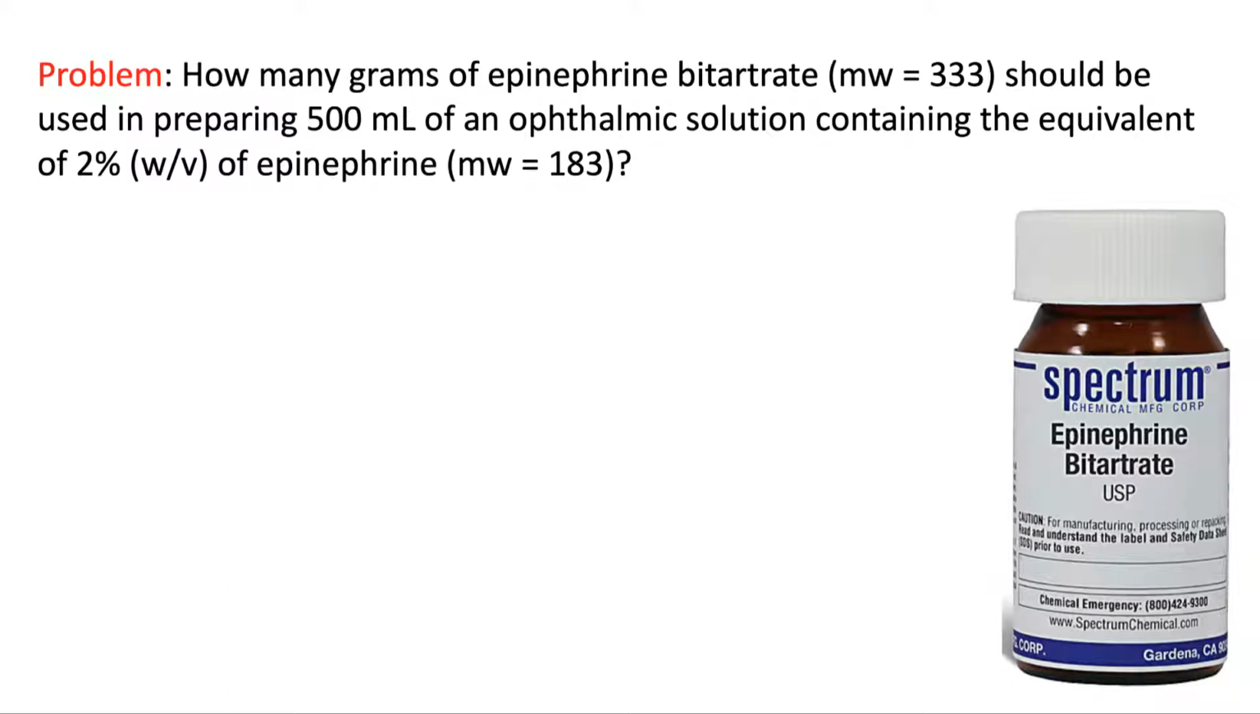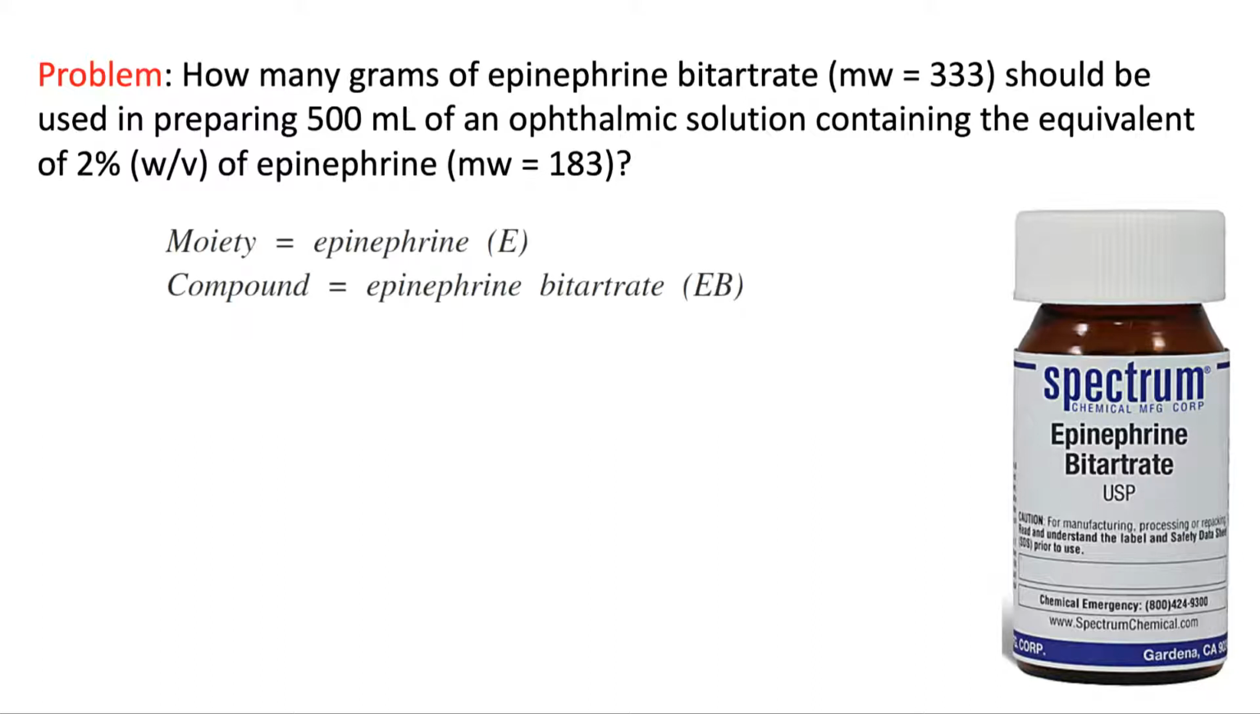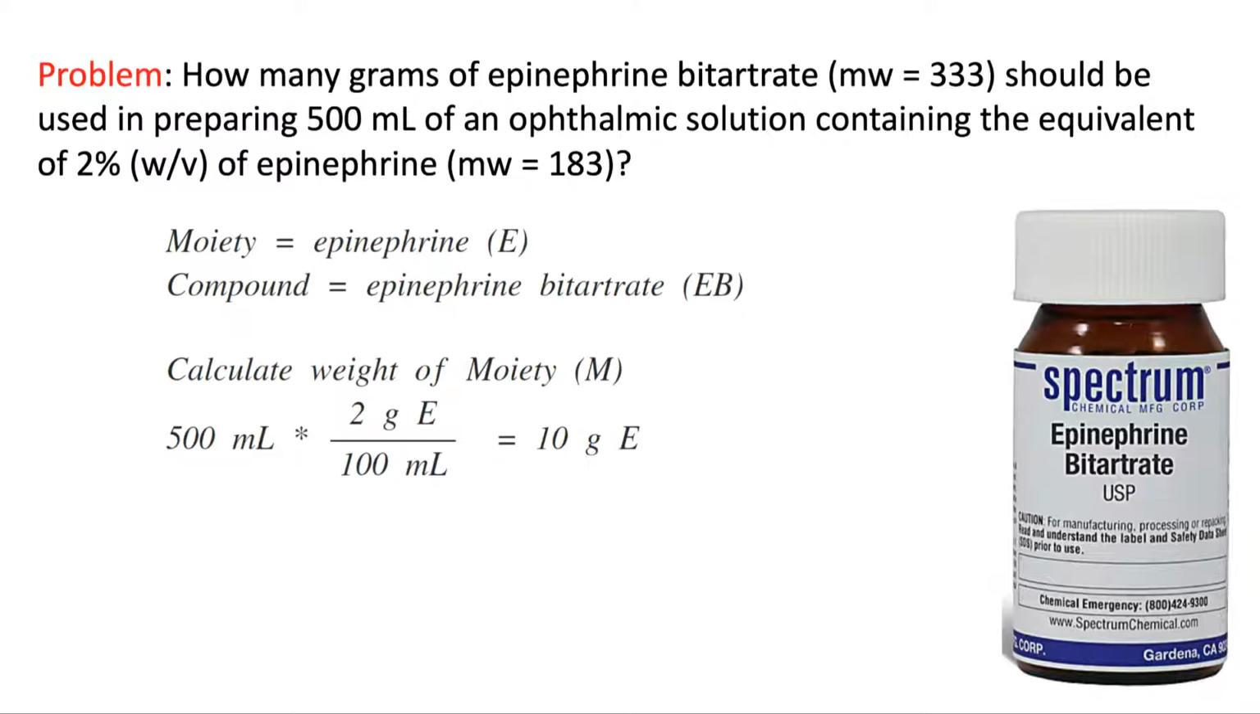Okay, good example. So our moiety is epinephrine, and our compound is epinephrine bitartrate. So that's really important. The first thing we want to establish is which one is the moiety, epinephrine, and I'm going to abbreviate that just as a capital E. And our compound is epinephrine bitartrate, which I'll abbreviate EB. Okay, so the first step would be to calculate the amount of moiety that we need in the actual ophthalmic solution. So the ophthalmic solution calls for the preparation of 500 milliliters, and the concentration of that solution needs to be 2% weight per volume of the moiety, which is just capital E, or epinephrine.